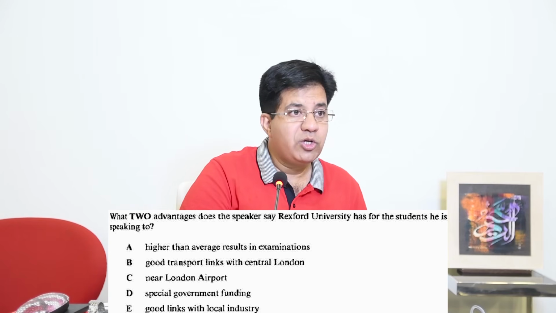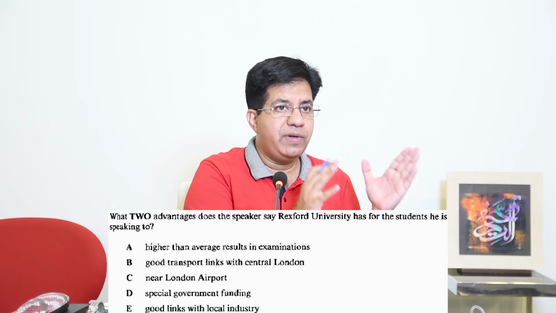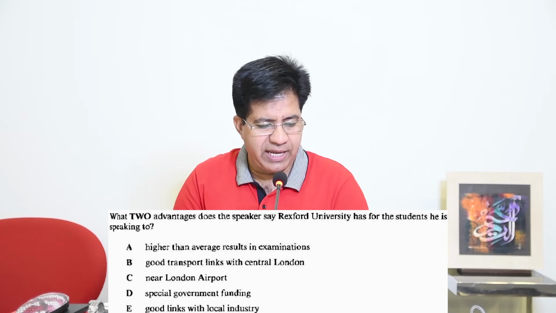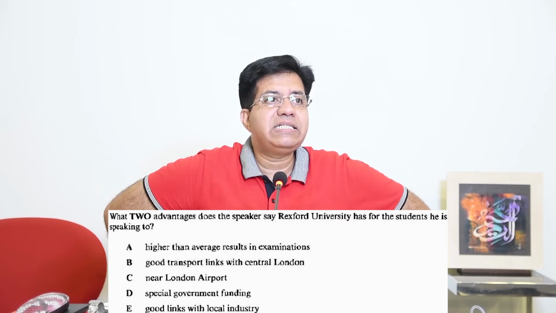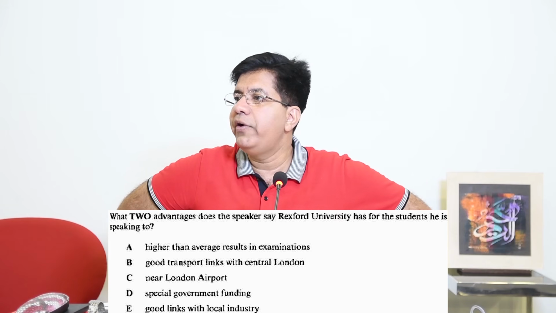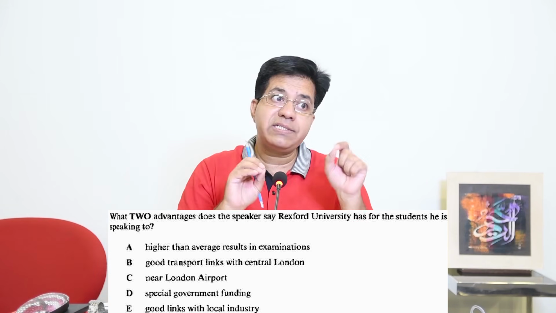Unusually close relationship. What is that? Good links. Unusually close relationship, that is good links with industry. So E is the second right answer. All good? Yeah, and you should practice like this. When you have a wrong answer, at the end play the audios again.